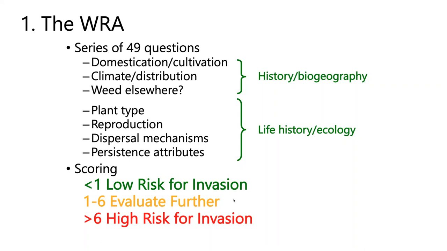But again, I mentioned earlier that these tools are tested and thresholds are set. In this case, a score of less than 1 is a low risk for invasion. A 1 to 6 is an evaluate further or moderate risk. And greater than 6 is a high risk for invasion. We do use a secondary screening tool for the 1 to 6 species, and I would be happy to talk to anyone after this if you would like more details on that.